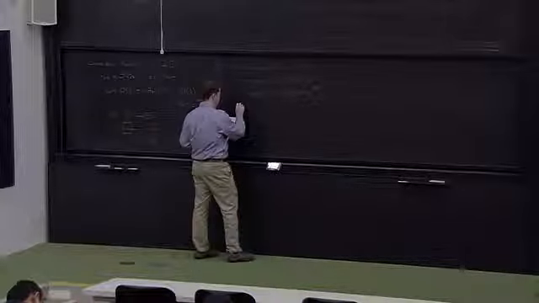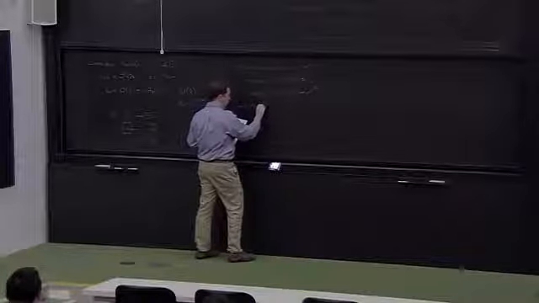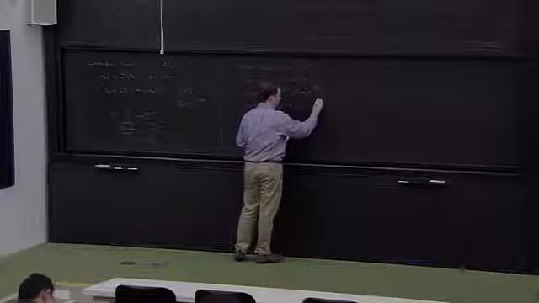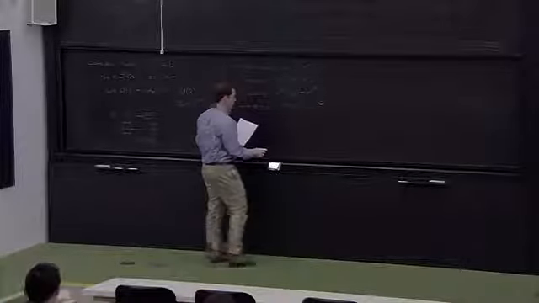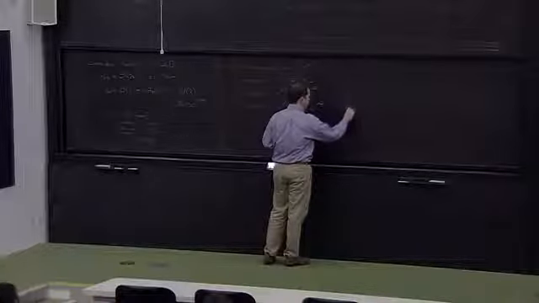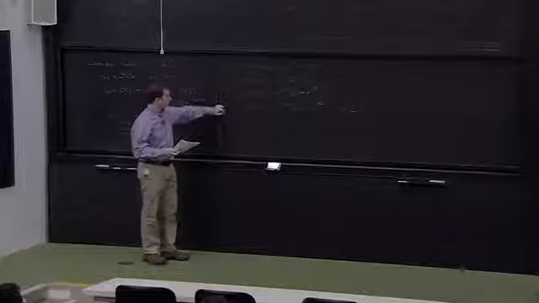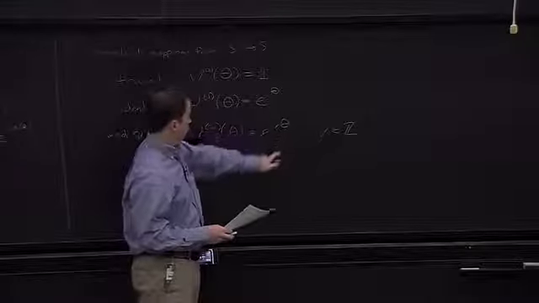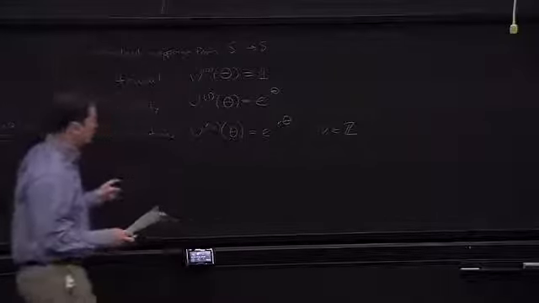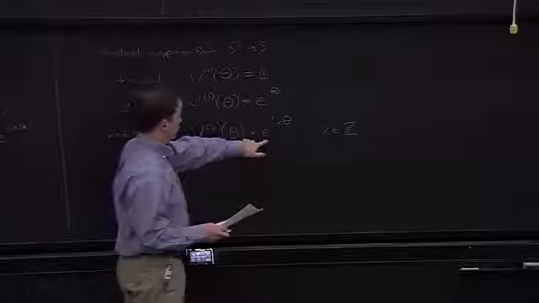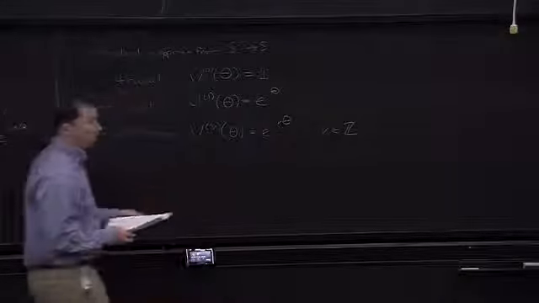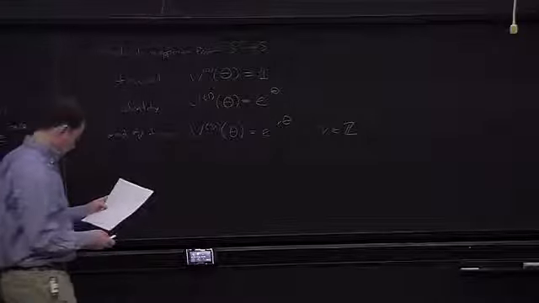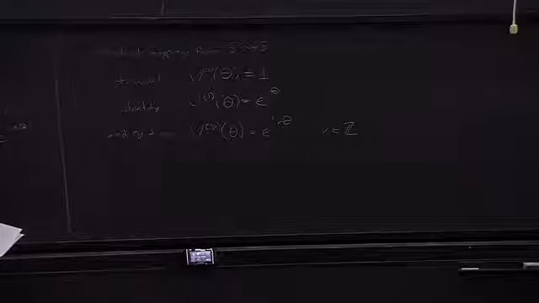And there are also maps that wind nu times. This U_nu(theta) is e to the i nu theta for nu an integer. This winds around nu times because as theta goes from 0 to 2 pi over nu, e to the i nu theta goes around the circle once. And again from 2 pi over nu to 4 pi over nu, etc.